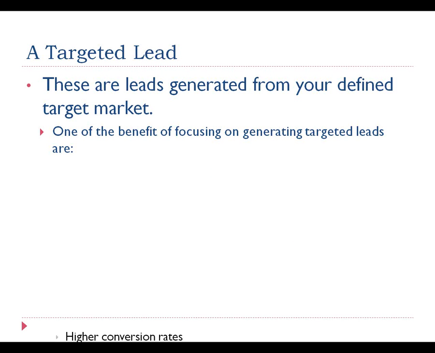So one of the benefits of focusing on generating targeted leads is higher conversion rates. If you've defined your target market, you've clarified who your ideal client is, and then you begin to fish within that particular pool, looking for people who want your products or service, and someone raises their hand that they're interested, the likelihood that you would get a conversion is very high. The likelihood that they will turn from a prospect into a client is very high.